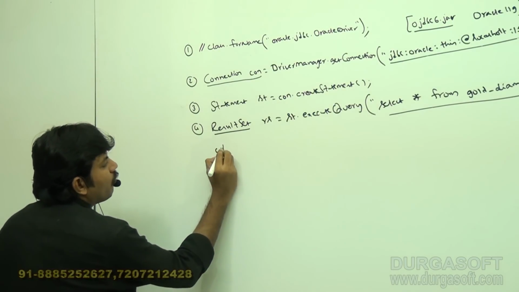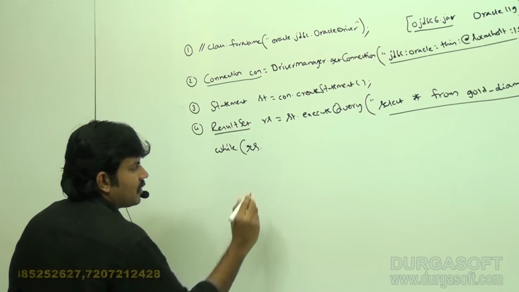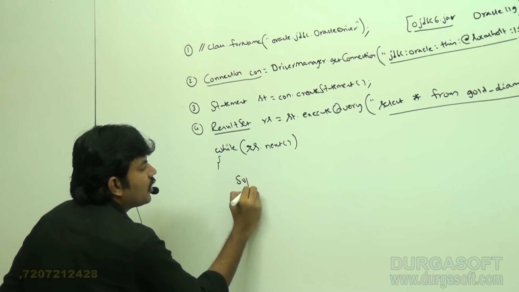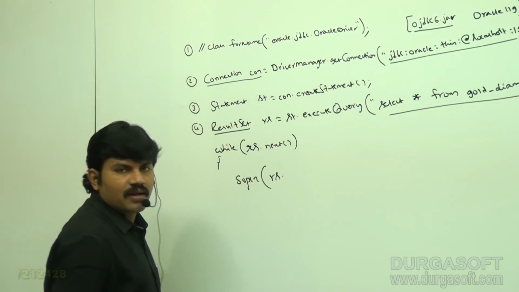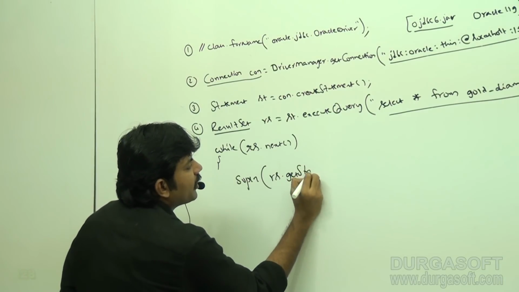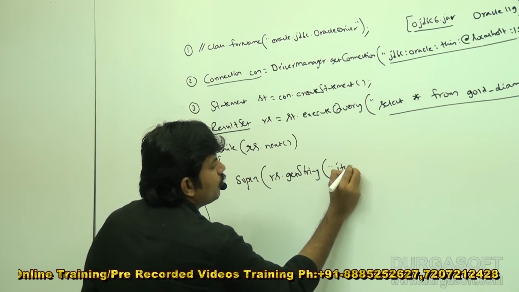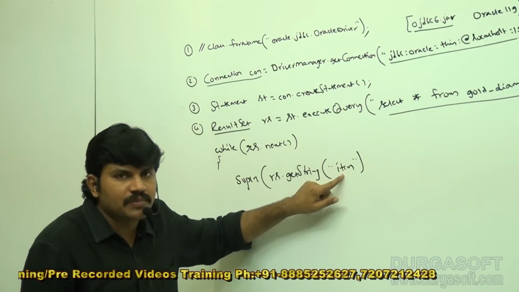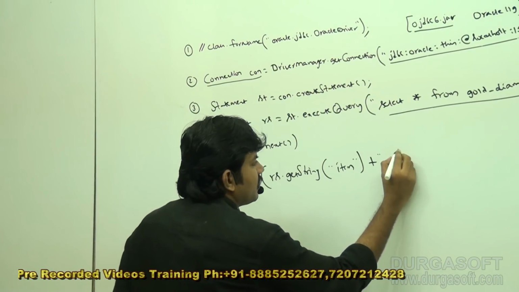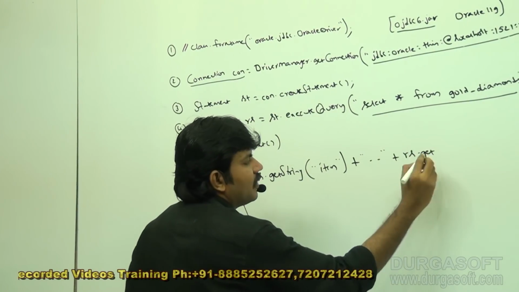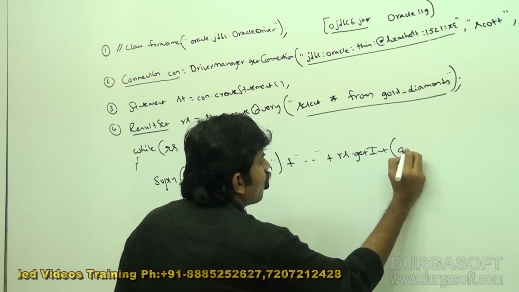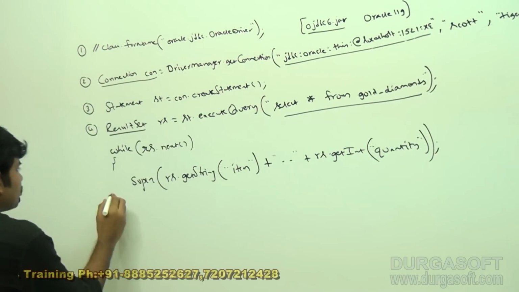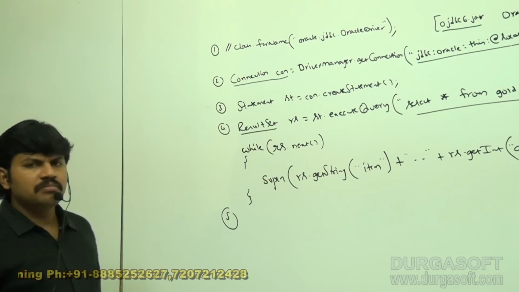Very simple. While rs dot next, sir, if the next record is there, system.out.println rs dot getString of item. Which item? Sir, in the database table, gold and diamonds table, there is one column, item, plus rs dot getInt of quantity. Sir, quantity, how much quantity is there? Like that I'm taking. End of this one. That's all, sir. Simple steps.